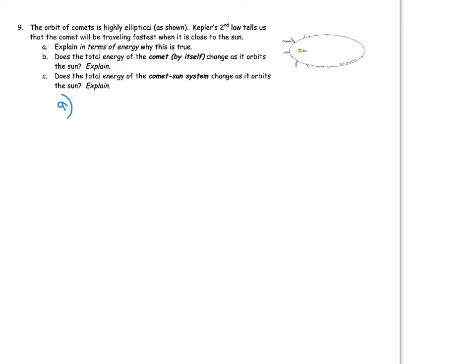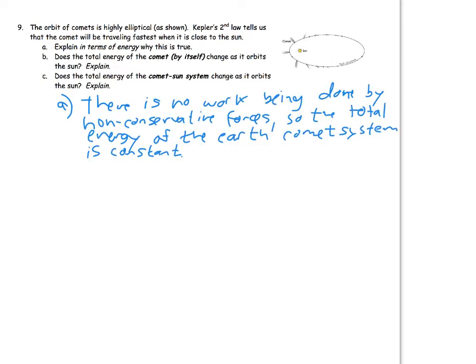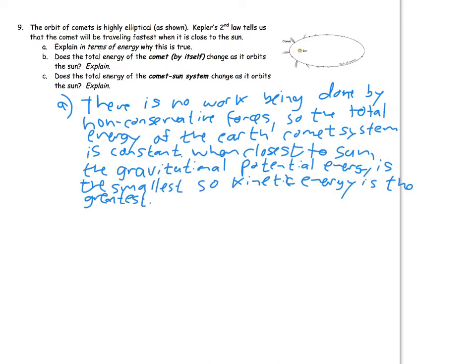The first point that I would make here is there's no work being done here by non-conservative forces, so the total energy of the comet is the same throughout. The next point that I would make is that when it's here closest to the sun, it has the smallest amount of gravitational potential energy and therefore the greatest amount of kinetic.